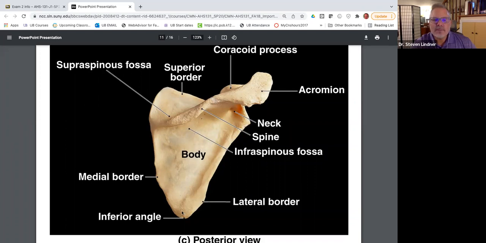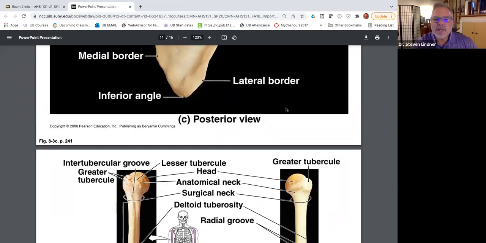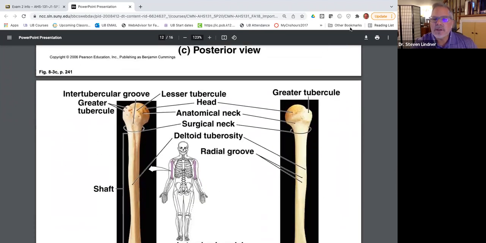Superior angle, inferior angle, lateral angle. Okay, let's pause here. When we come back, we'll get into the humerus.